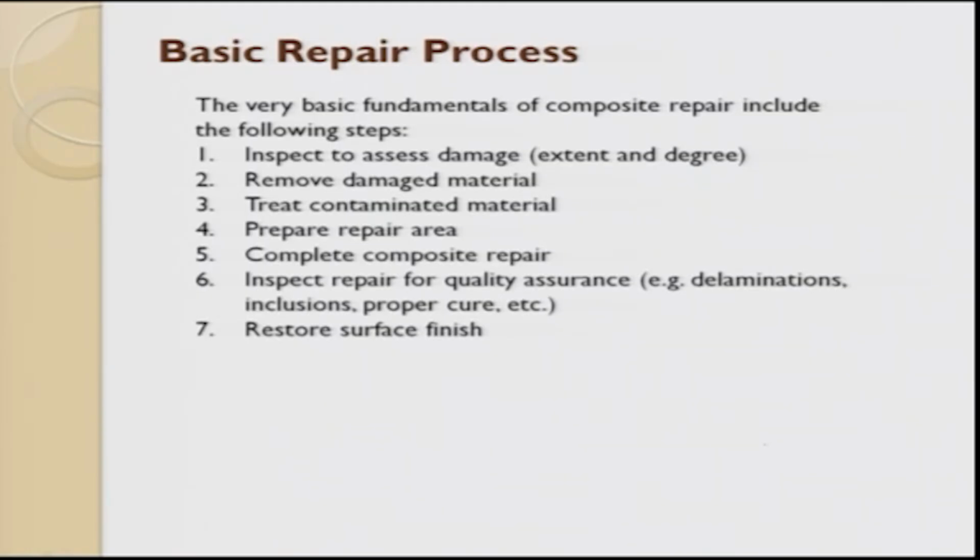So, what are the different basic repair processes? There are fundamental steps involved. The first step is to inspect and assess the damage. Next is to remove the damaged material, whatever was there, we gouge it out and remove it. Then treat the contaminated material, and then at the joining interface we try to do it. Then prepare a repair area. Generally, for the repair area we gouge some amount of good material also, so that we can have a uniform laying of it.